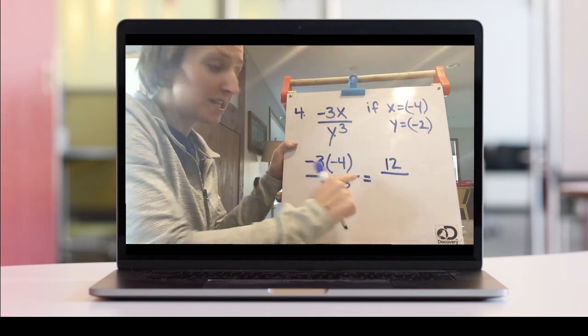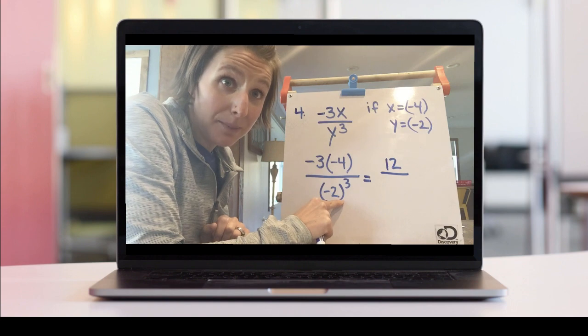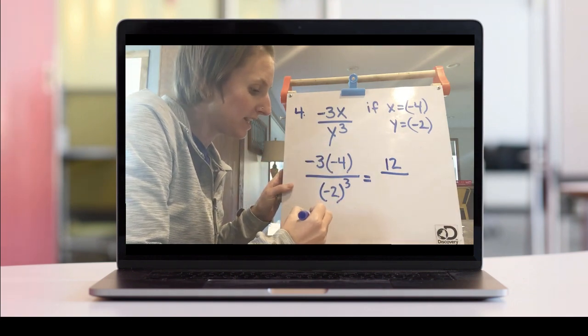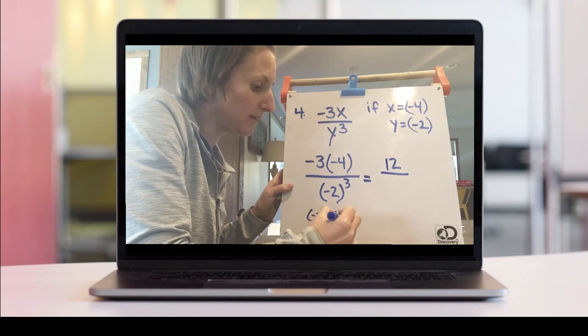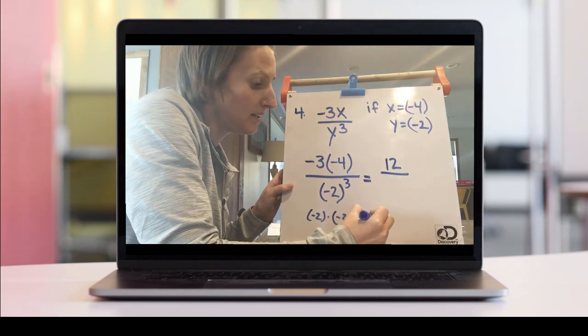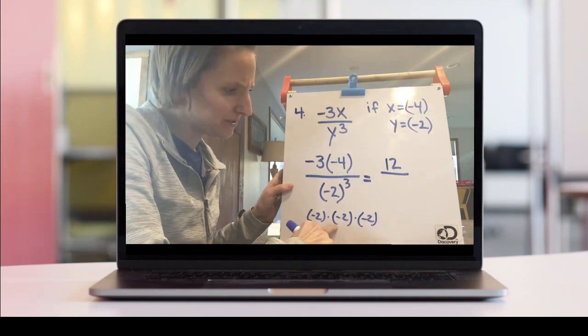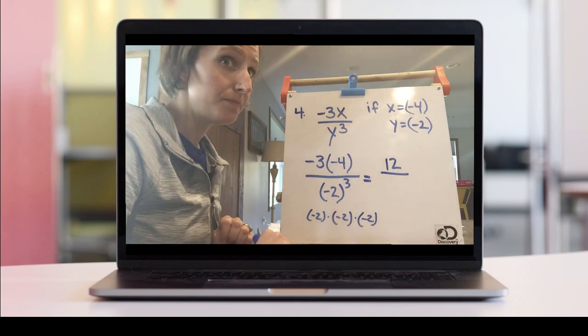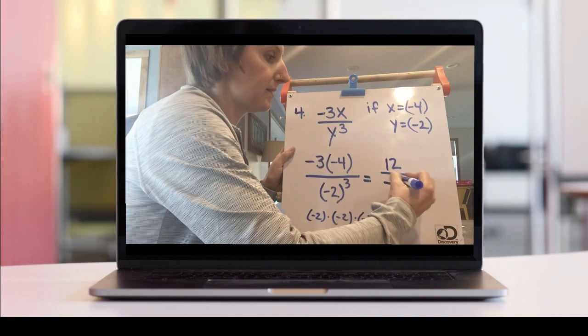Negative 2 cubed. Now, this exponent is touching my parentheses, right? So that means I take everything inside of there. So it's like negative 2 times negative 2 times negative 2. Negative 2 times negative 2, positive 4. 4 times a negative 2, negative 8.